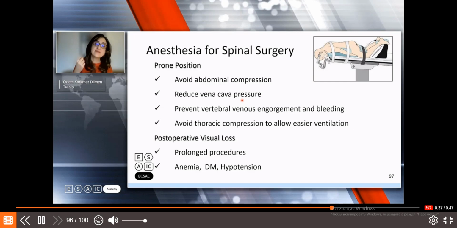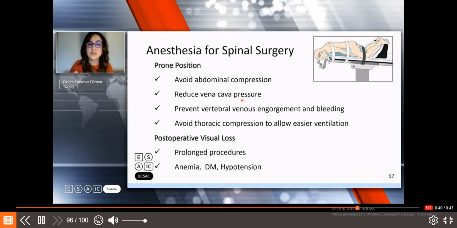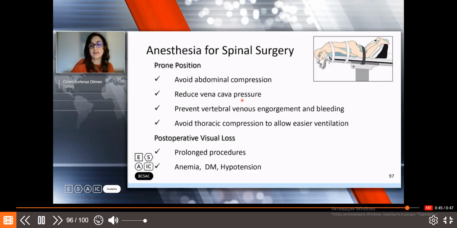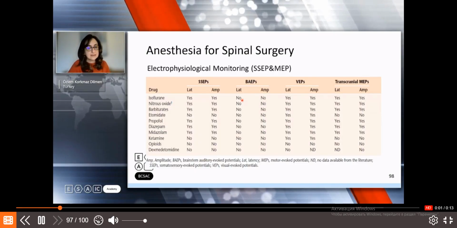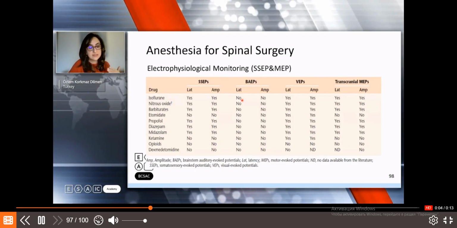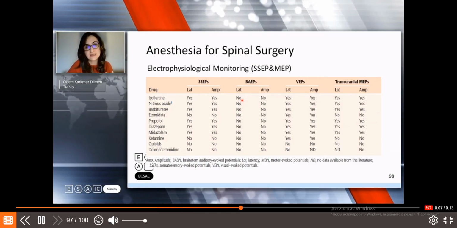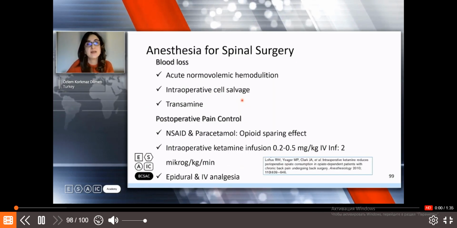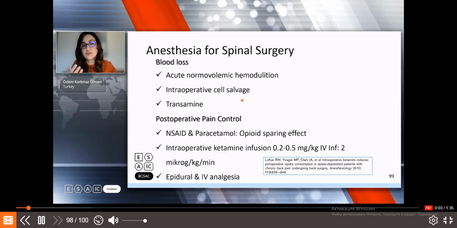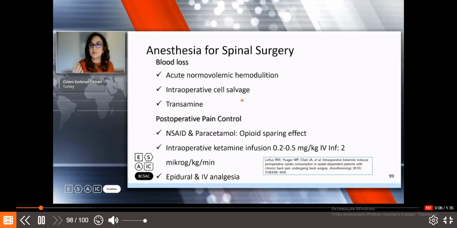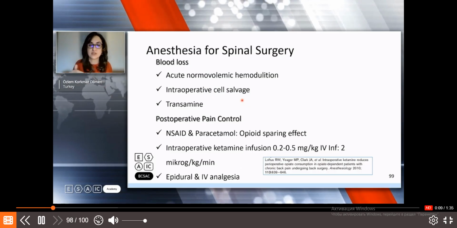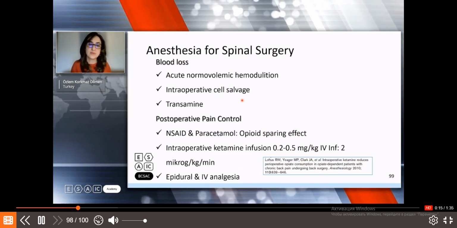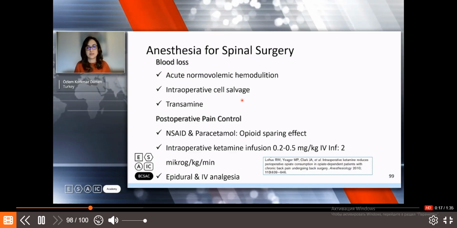Postoperative visual loss is a very important complication of the prone position, especially in prolonged procedures if your patient has diabetes, hypertension, and anemia. We need to avoid inhaled anesthetics and neuromuscular blockers in patients undergoing surgery with electrophysiological monitoring. And blood loss is another issue. We generally administer tranexamic acid for high segment reconstruction surgeries to reduce bleeding. Some centers are using acute normovolemic hemodilution and intraoperative cell salvage techniques.